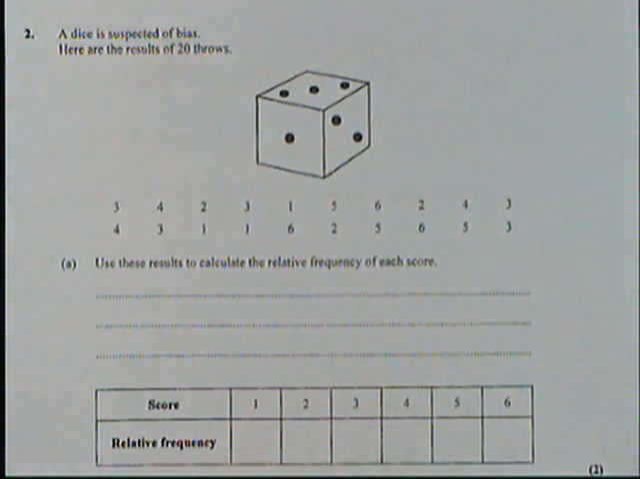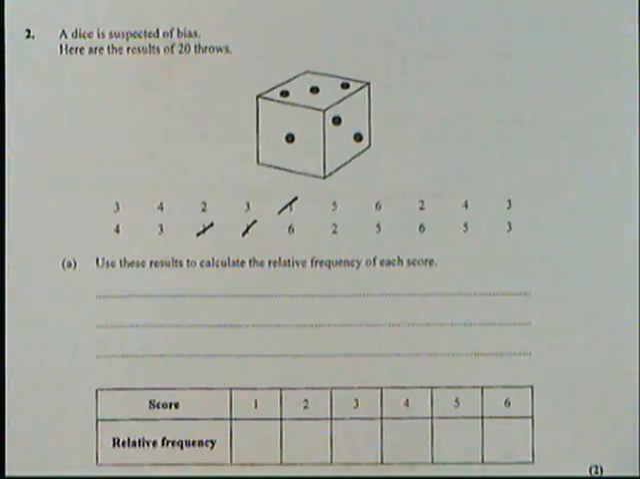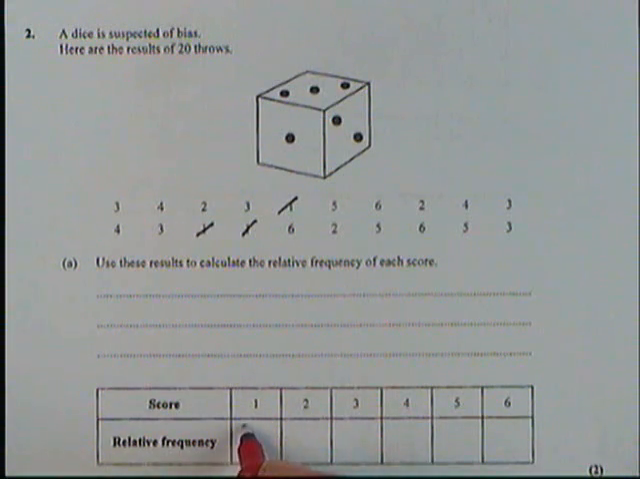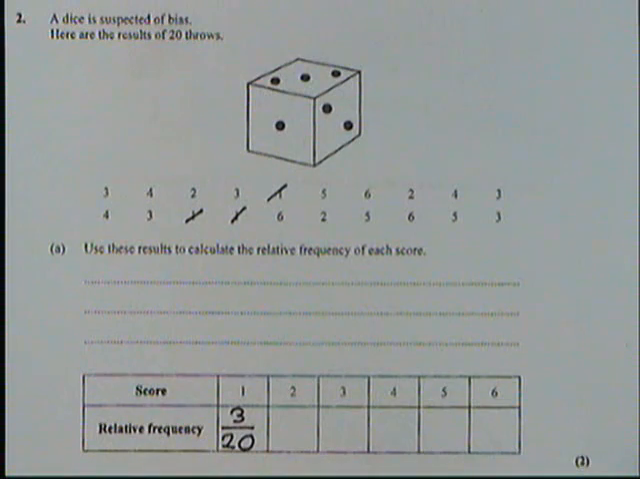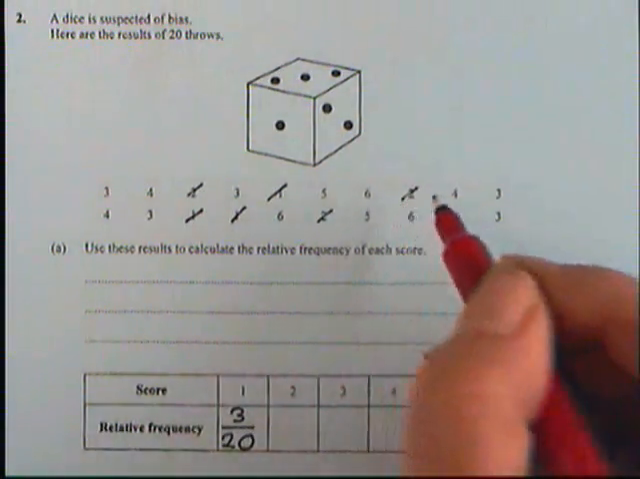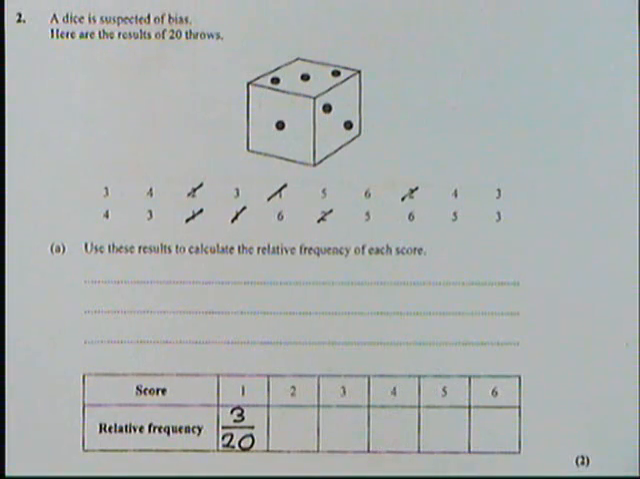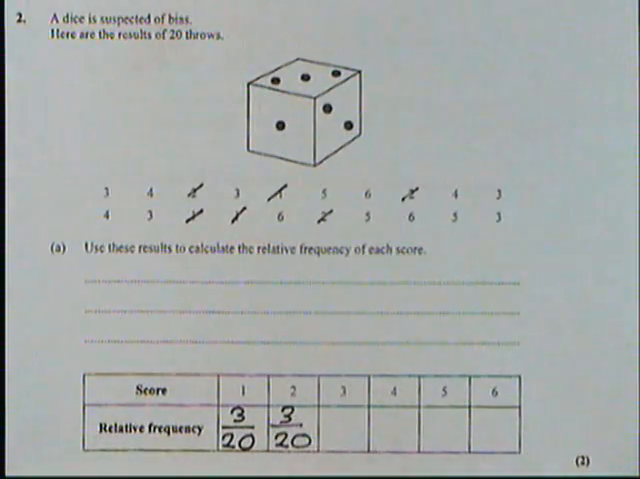Now what I'm going to do is just tally the numbers that have been got. So if I count the number of ones, I've got 3 ones. The dice was thrown 20 times, so the relative frequency, which is just the probability, is 3 out of 20. If I now tally the 2s, I've got 3 2s. There they are, just cross them off. So that would be a probability of 3 out of 20.